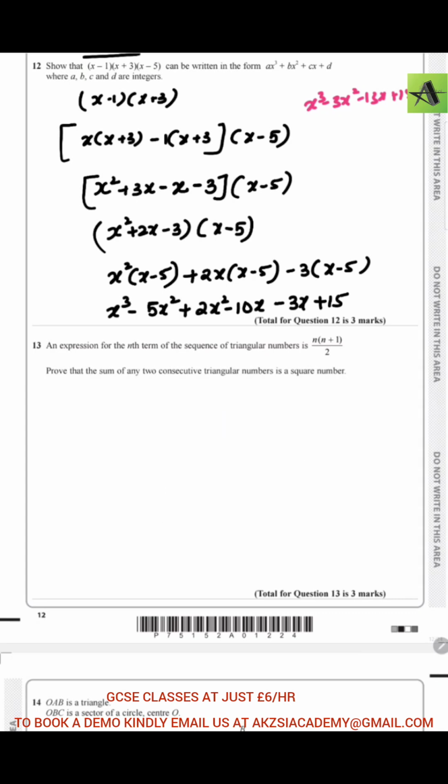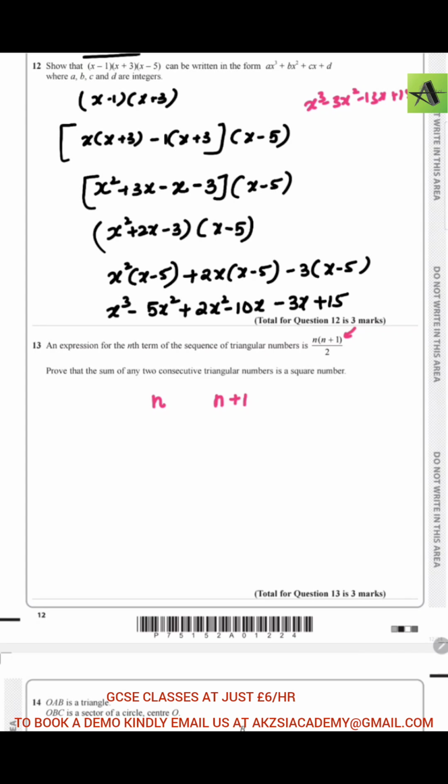Instead, what we can do, let's say the first number be n, because it says prove that the sum of any two consecutive triangular number is a square number. So consecutive, that means just after. If first number is n, then another would be n plus 1 term, not the number. If the first term is nth term, the next term would be n plus 1th term. And that means I need to substitute n here. It simply says that this is a series. And if you add any two consecutive number, it is always a square number.